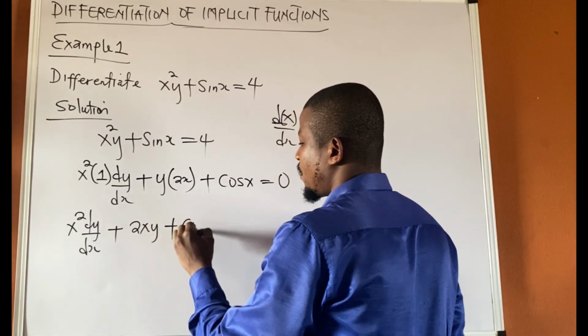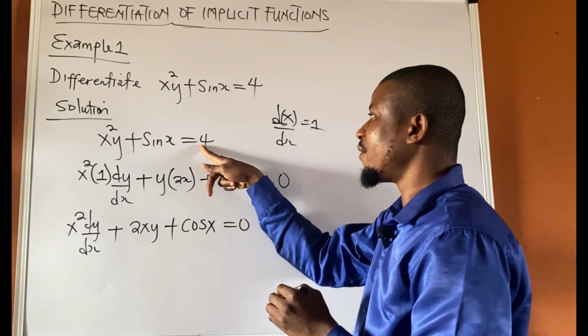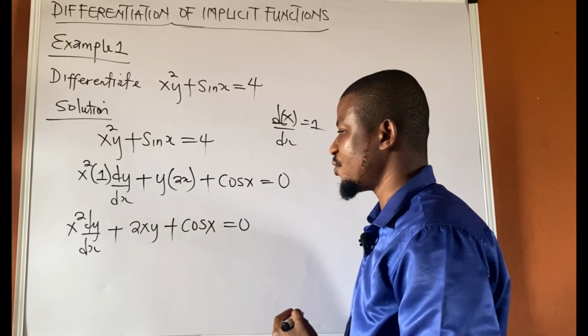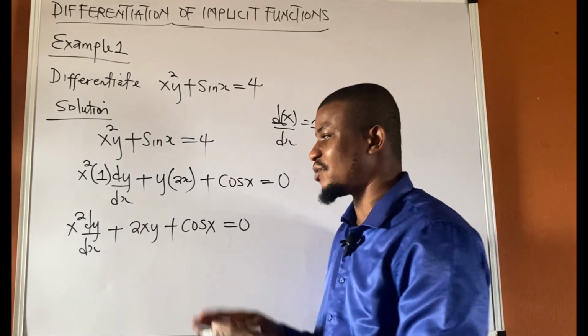So plus cos x equal to 0. Remember how we got the 0? Differential of a constant term is 0. That's how we got 0. So gradually we push every time. We collect like terms. We keep the dy/dx on the left hand side.